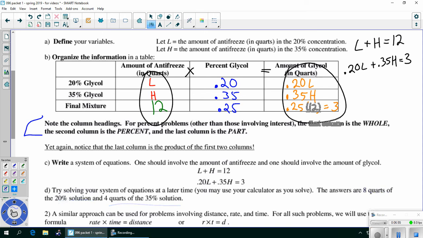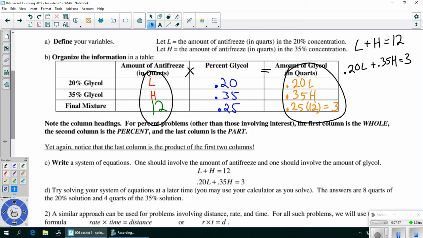Note the column headings for percent problems other than those involving interest. We did do interest problems last time, and they had percentages in them. But I'm talking here about the ones where you have the percentage of some stuff. You've got some whole amount of stuff, an entire amount of stuff, but then some percentage, some part of that whole stuff, is what we're focusing on because it is important to us.